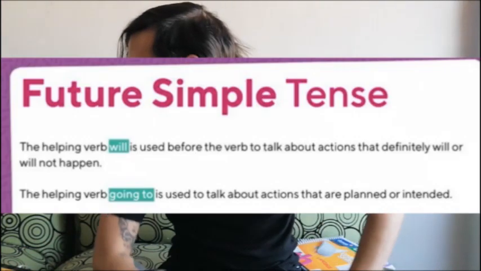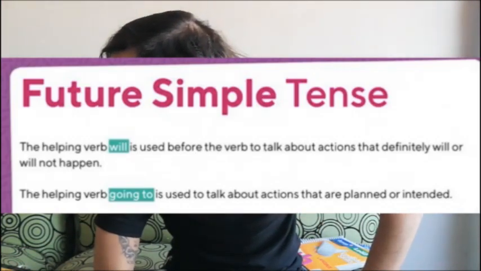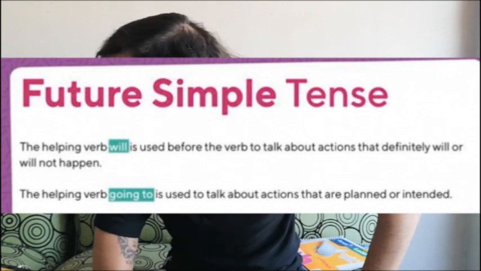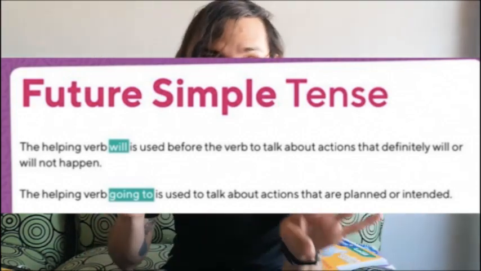Alright? So here is the number 1. It says, the helping verb will is used before the verb to talk about actions that definitely will or will not happen. The helping verb going to is used to talk about actions that are planned or intended. Kind of, right? Will is used for things that are going to happen or not. And going to is talking about plans to do something. But let's do it a little bit more simple, okay?